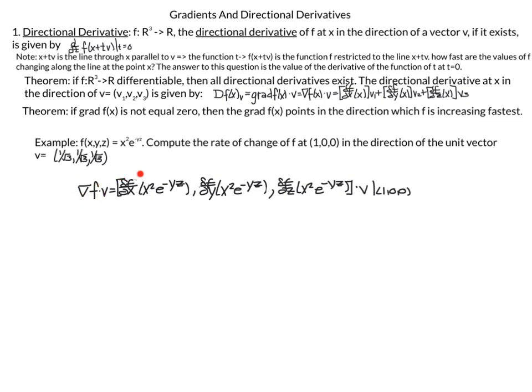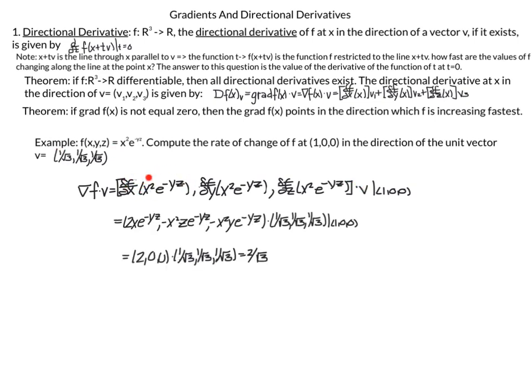So the gradient of f is df dx of our function, df dy of our function, df dz of our function, dotted with v. The partial derivative with respect to x will be 2x times e to the minus yz. Derivative with respect to y, x squared is a constant, so we just bring down the minus z, so we have minus x squared z e to the minus yz. Derivative with respect to z, now y is a constant, so we bring down the minus y, times x squared e to the minus yz, and then we dot it with v.